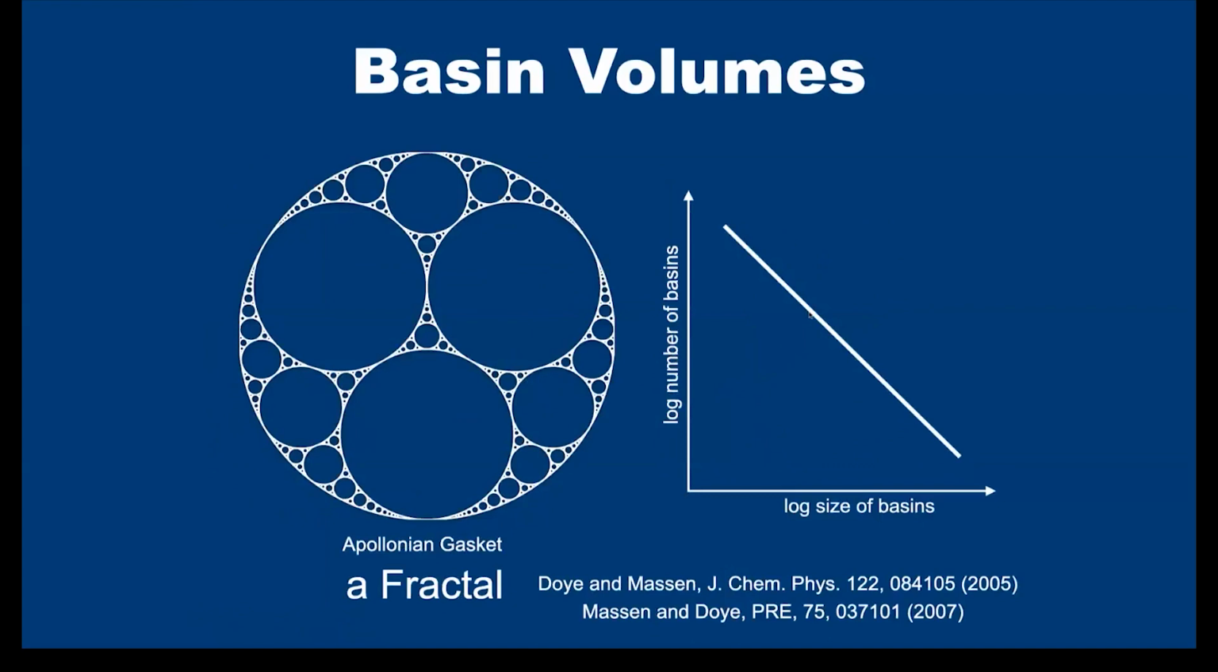So indeed, there's a suggestion, and this is work done by Jonathan Doye and Claire Massen back in the mid 2000s, where they likened the structure of an energy landscape to be like a fractal. And this particular kind of fractal that they were suggesting it looks like is this thing here called an Apollonian gasket, where you have spheres inside spheres.